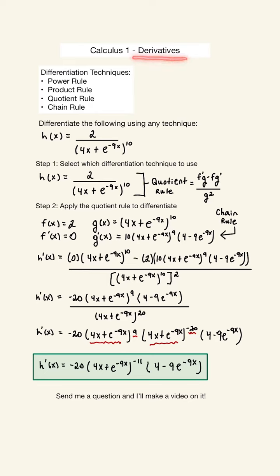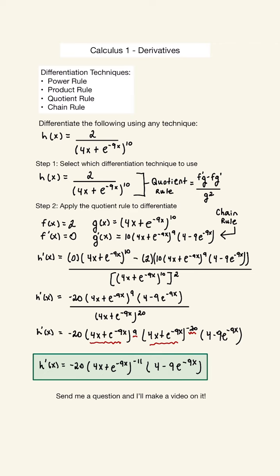Here we have another derivatives example problem. In this example problem, we're going to differentiate a function, but we're not going to say which technique we want to use. So a little bit of a refresher, we have four techniques that we've studied. We have the power rule, the product rule, the quotient rule, and the chain rule. And we can use any of these four to differentiate functions.